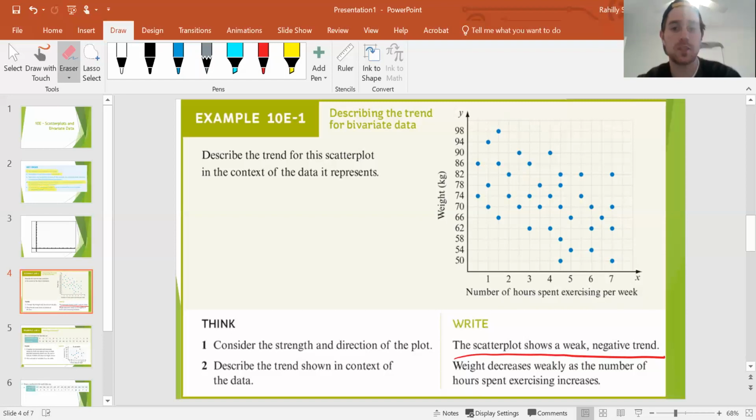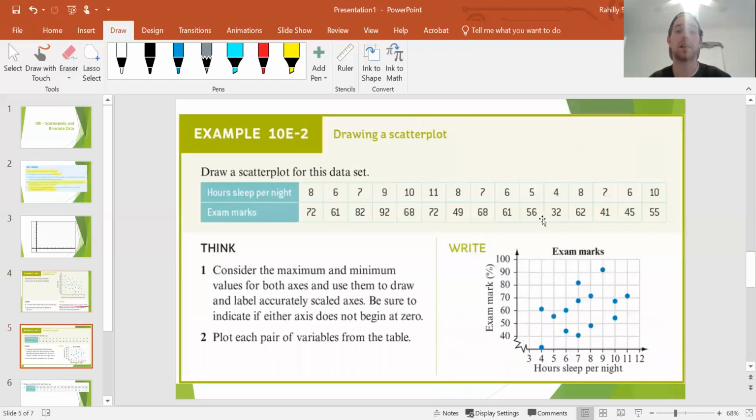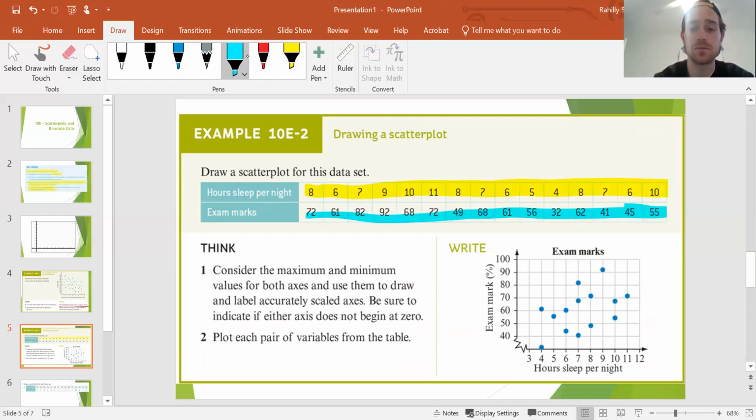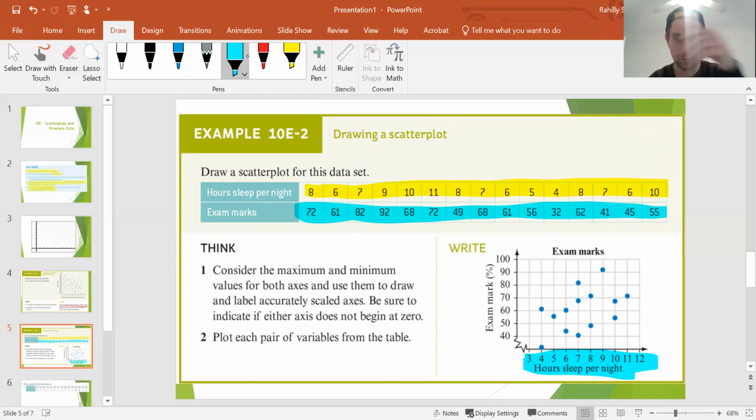All right, here's our second one. This is an example of actually drawing a scatter plot. Our data is hours of sleep per night, which is here, compared to our exam marks. So we're going to have our hours of sleep per night down the bottom like they've done there, and then our exam marks. Then all we need to do is go through and plot each point.